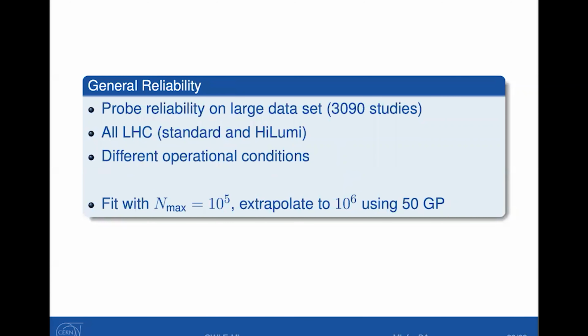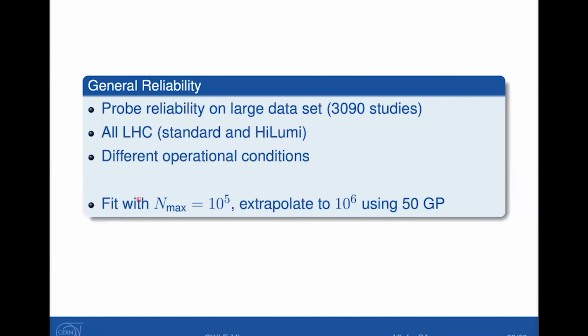Now, this was one study, right? The 6 studies, the 6 10 to the 7 studies that we had before. So before we can make this a strong statement, we have to check the reliability on a larger dataset of studies. Today I have more studies. At that time, I had 3,000 studies that were reliable enough to be tested in this way. All of them were LHC, so standard LHC and High-Lumi. And they were all kinds of operational conditions, all kinds of non-linear errors and this kind of thing. So we have a broad sampling of studies.